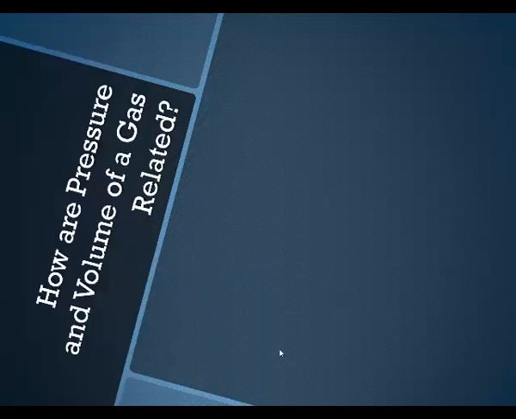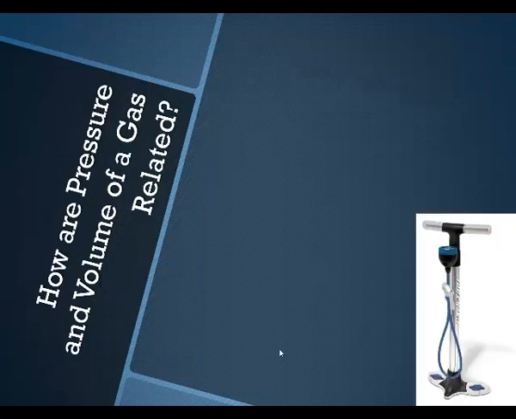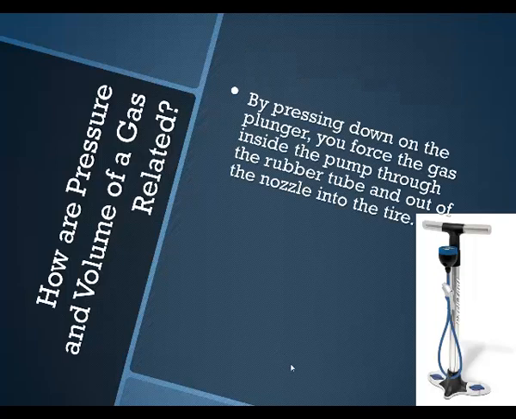How are pressure and volume of a gas related? Suppose that you use a bicycle pump to inflate a tire. By pressing down on the plunger, you force the gas inside the pump through the rubber tube and out the end of the nozzle. The same thing happened with our rocket lab. We increased the pressure inside of the container, inside of the rocket. When we removed the pin, that pressure needed some place to go, so it rushed out the end of the bottle.